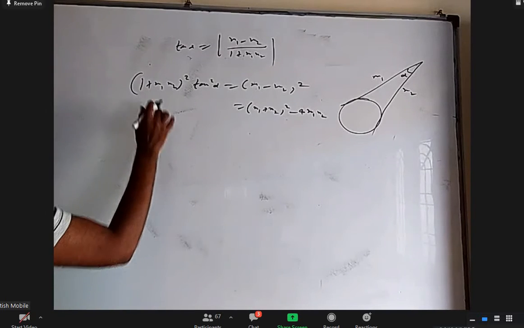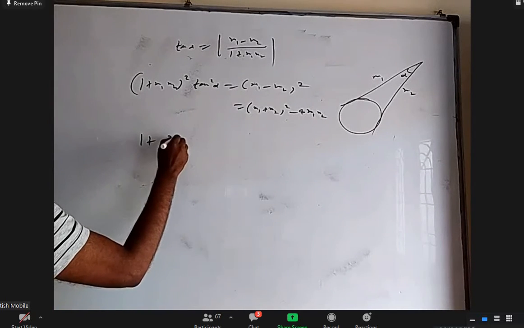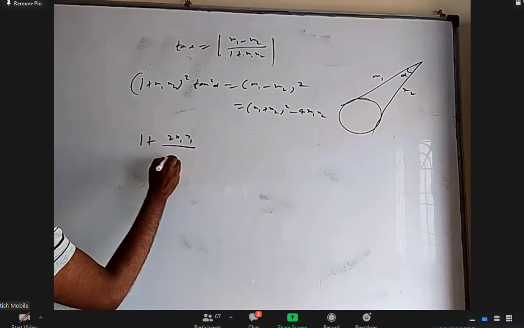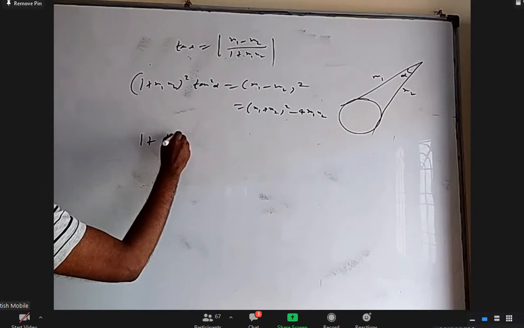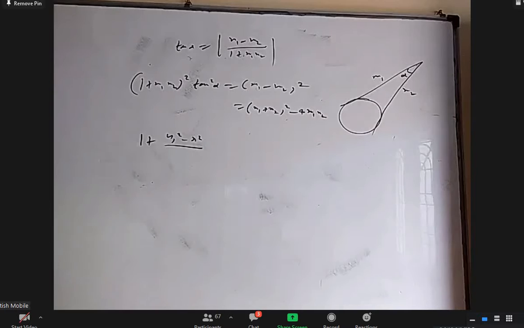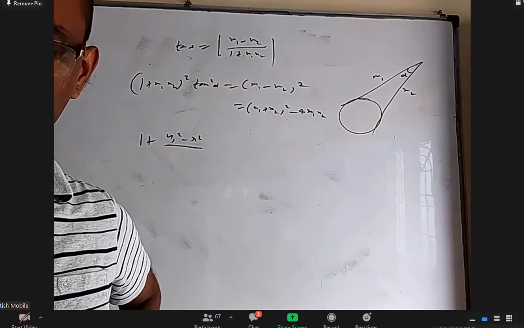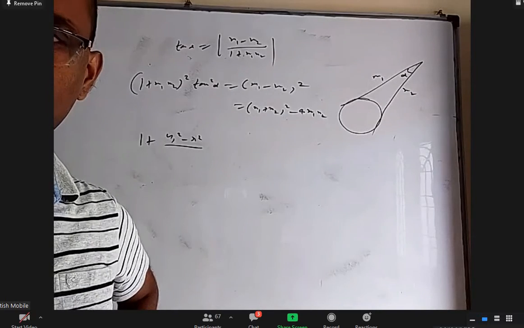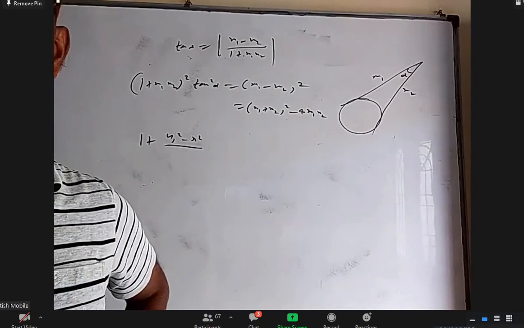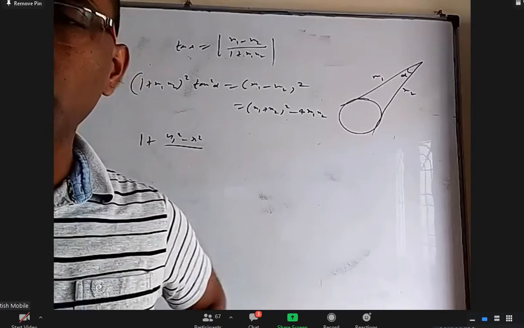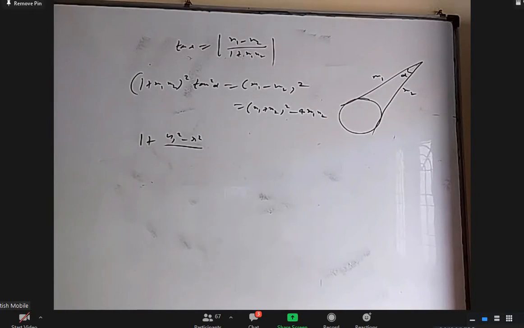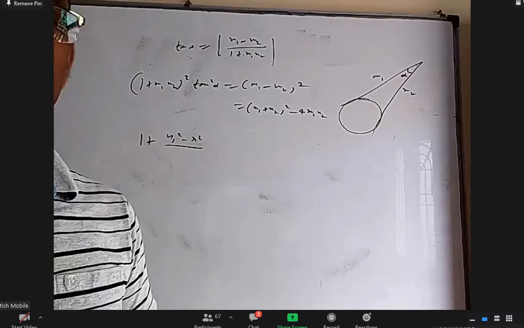So 1 plus what is m1 m2? y1 square minus r square. Have I given circle equation in the question or no? No, sir. In the question you write circle x square plus y square equal to r square.